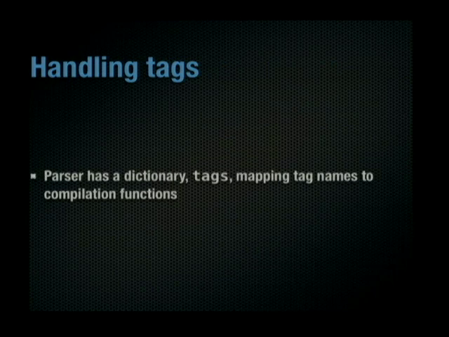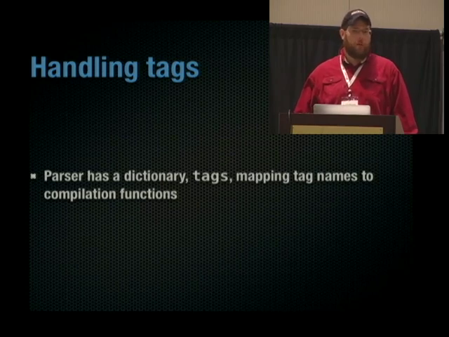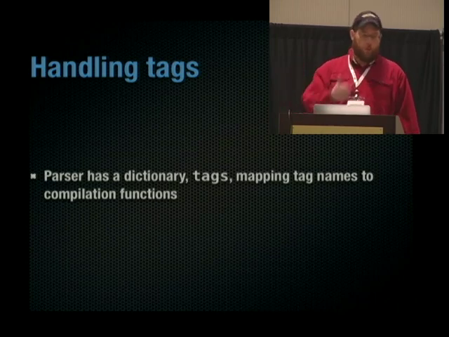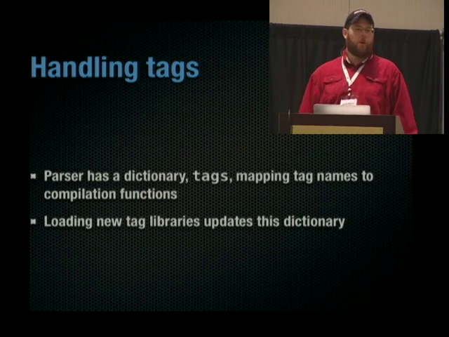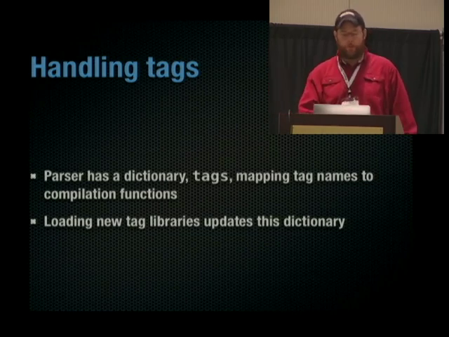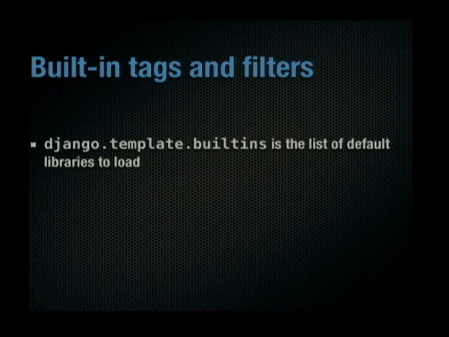The way we handle tags is the parser has a dictionary called tags, which maps the tag names to the compilation functions. So in that part of the Django documentation, when you write your tag compilation function, this is what ends up in that dictionary. Every time you load a new tag library using the load tag, we go out, find that library, find all the tags in it, stick those compilation functions into this dictionary and update it. Built-in tags and filters automatically show up.